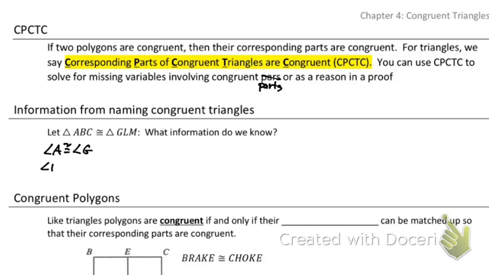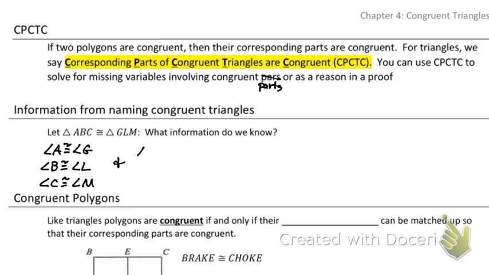We know that angle B is congruent to angle L. And finally, we know that angle C is congruent to angle M. We know even more information. A triangle has 3 congruent angles, and it also has 3 congruent sides. We actually know the congruent sides by the name, just the name.